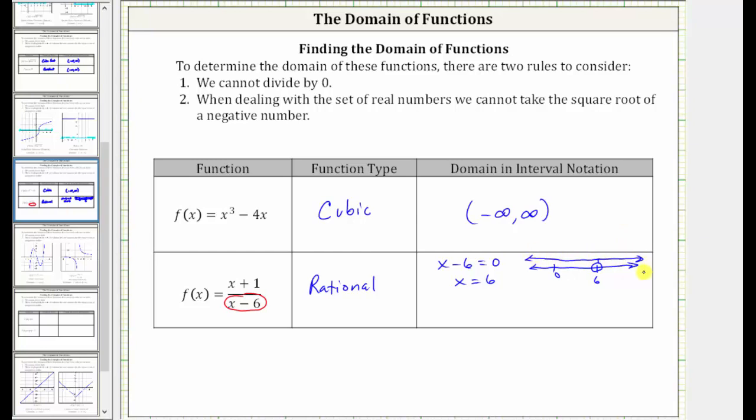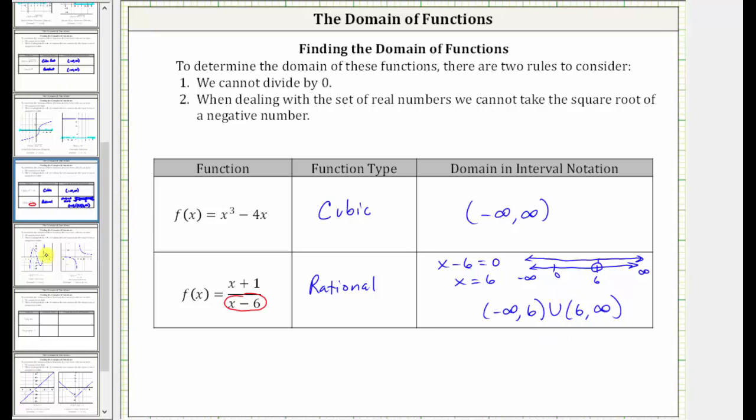So to the right we approach infinity, to the left we approach negative infinity, which means using interval notation the domain is going to be from negative infinity to 6. It does not include 6, so we have a parenthesis to the right of 6, union. We use this u for union, and then from 6 to infinity, again not including 6. This is the domain using interval notation.